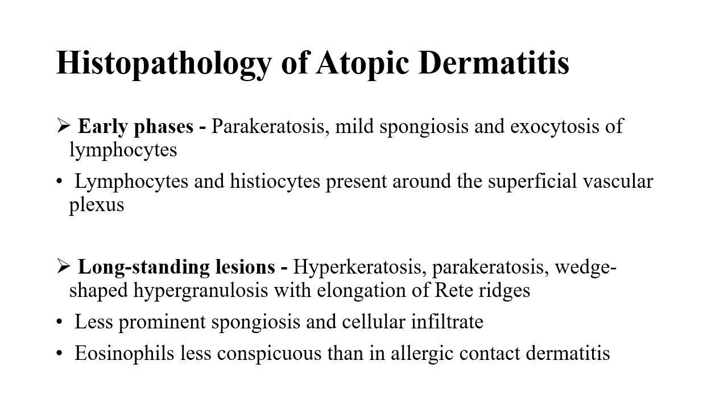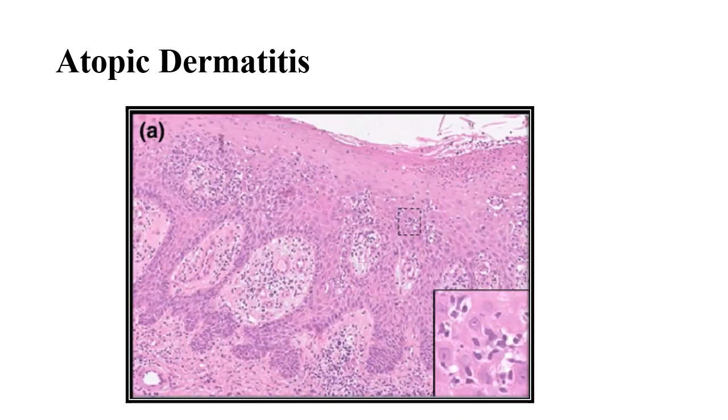Now, histopathology of atopic dermatitis. In early phases, we see parakeratosis, mild spongiosis and exocytosis of lymphocytes and lymphohistiocytic infiltrate present around the superficial plexus. Whereas long-standing lesions show hyperkeratosis, parakeratosis, wedge-shaped hypergranulosis with elongation of rete ridges. As we have seen earlier, there is less prominent spongiosis and cellular infiltrate, and eosinophils are less conspicuous in the long-standing lesions. Now, this is a picture of atopic dermatitis showing superficial perivascular infiltrate and exocytosis of lymphocytes.